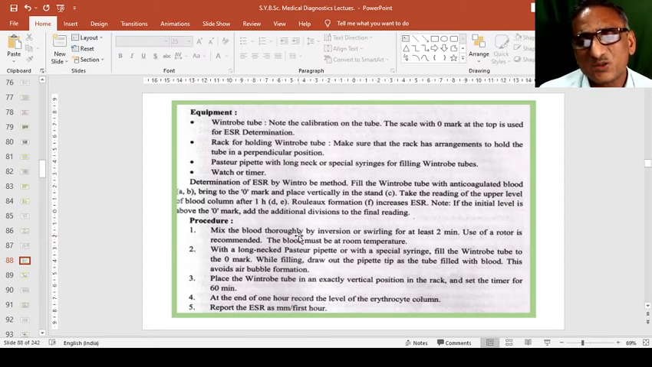Mix the blood thoroughly by inversion. Then with the long necked Pasteur pipette, pick it up to the 0 mark. Then dilute it without forming bubbles. Then place the Westergren tube in an exactly vertical position for 1 hour. At the end of 1 hour, record the level of the erythrocyte column and report the ESR, whatever the calculations are there.